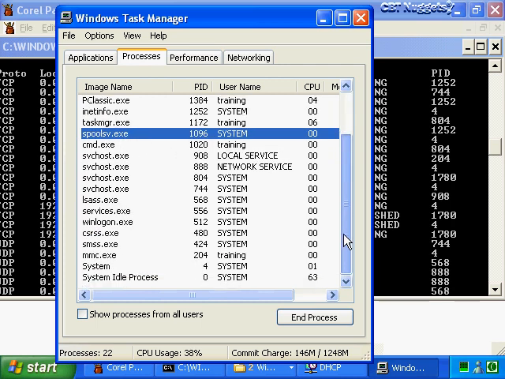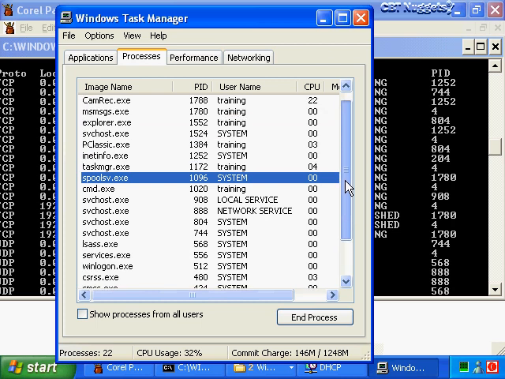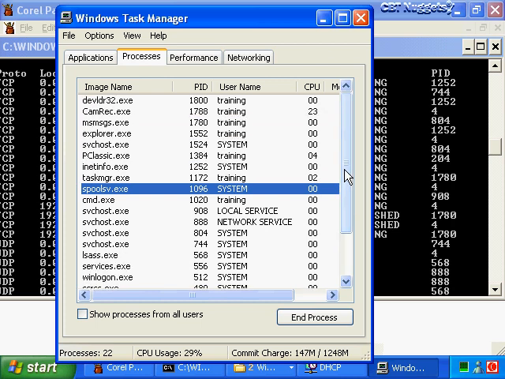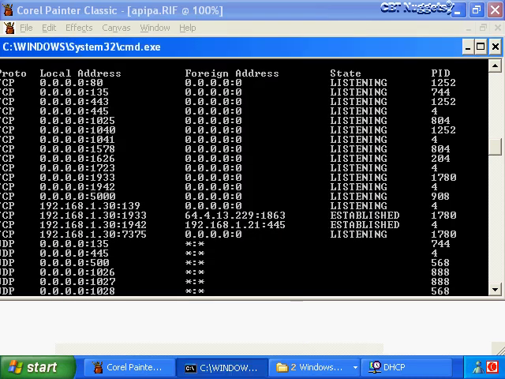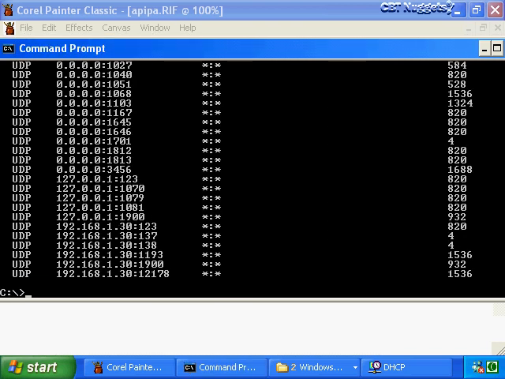So if we see a strange executable, a strange application, maybe there's a virus or some type of remote application that's trying to run on our computer that should not be running on our computer. So we can end the process of that task and use our antivirus program to try to eradicate that executable. So that completes our tour of some of the critical network utilities.